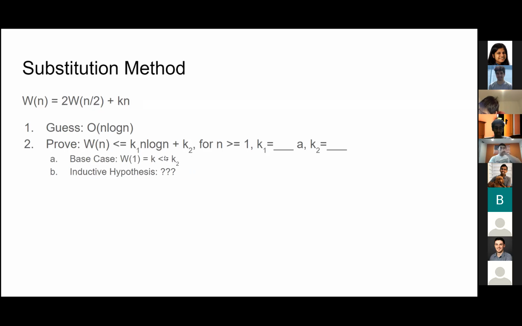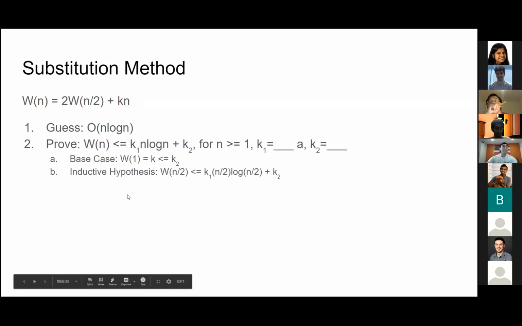Cool. So next we have our inductive hypothesis in our induction proof. So I want to take a stab at what the inductive hypothesis will be. You can say W of n over 2 is upper bounded by k1 times n over 2 times log of n over 2 plus k2. Yep. So we have the next smallest input besides n, which is n over 2. And we're just going to assume that the proof holds for this case.